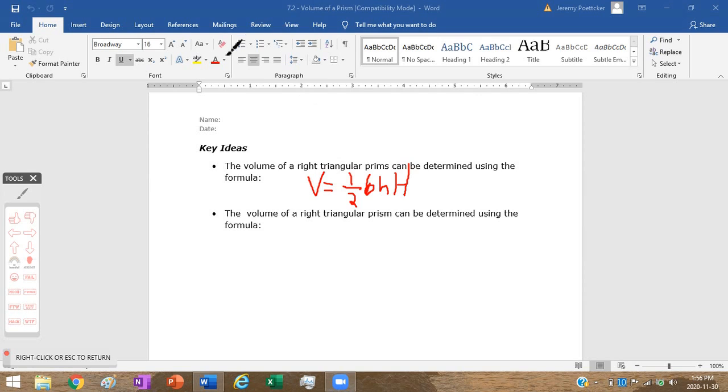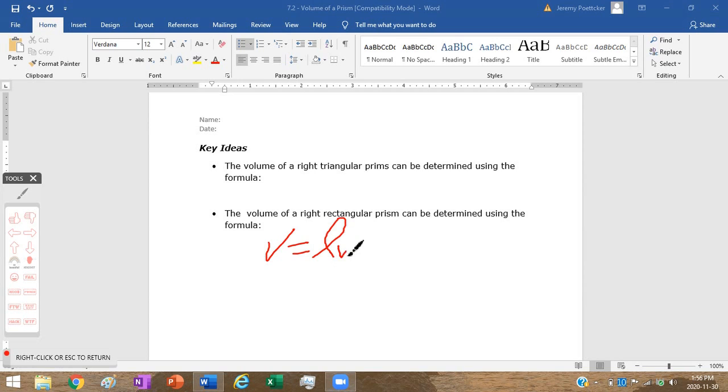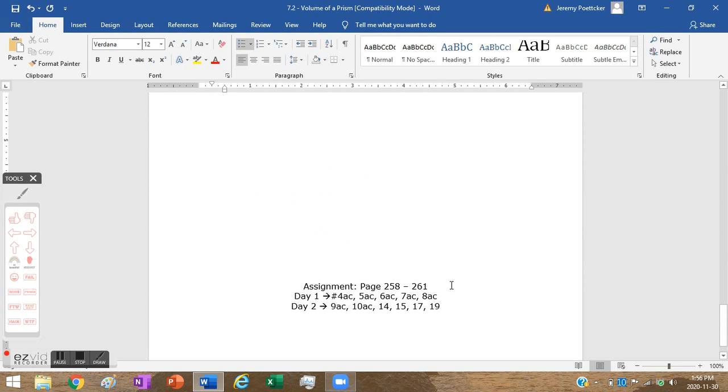Oh, change something here for me, please. They both say triangular. One of them needs to say rectangular. So let's make the second one say rectangular. I can change it on mine. That is not going to change it on yours. So you have to write this in. Rectangular. There we go. I apologize for that. And volume equals length times width times height. Which then takes you to your assignments. Have fun.